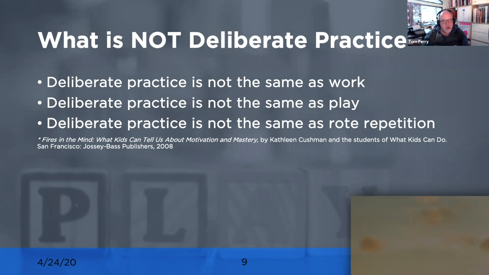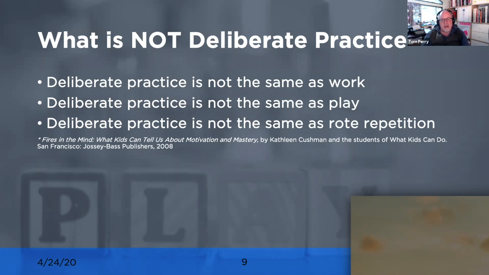If I go out to work on the engine of my car, that's not practice. I'm getting something done, but it is not practice. It's not repetitive. It doesn't have the rapid feedback. It doesn't have a coach. It's not the same as play, although play has some great benefits. Deliberate practice is not play.